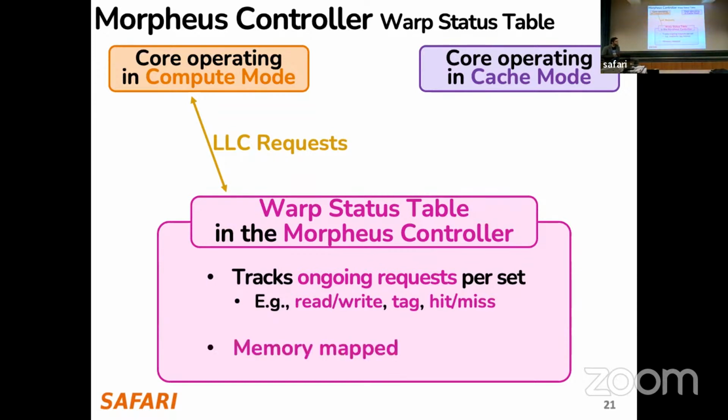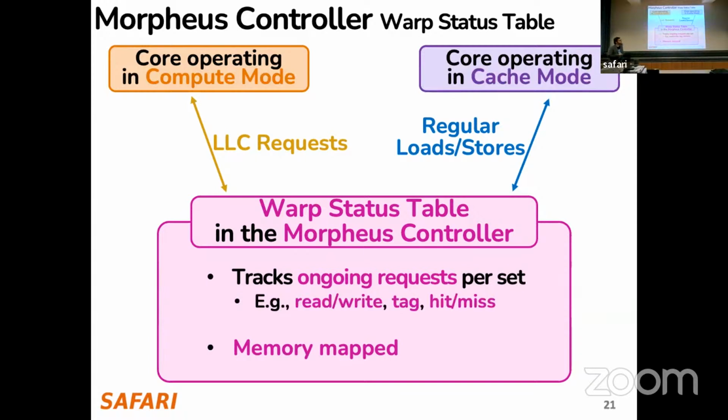Now, the very crucial part here is that this entire warp status table, it's really just the table, is memory mapped. So you have some SRAM there, but it's memory mapped. So the core operating in compute mode can write to this table as with any regular memory access, a regular memory instruction. If you write this in CUDA, it's just an array access basically. So this handles this side of the communication, and the same thing goes for the other side.